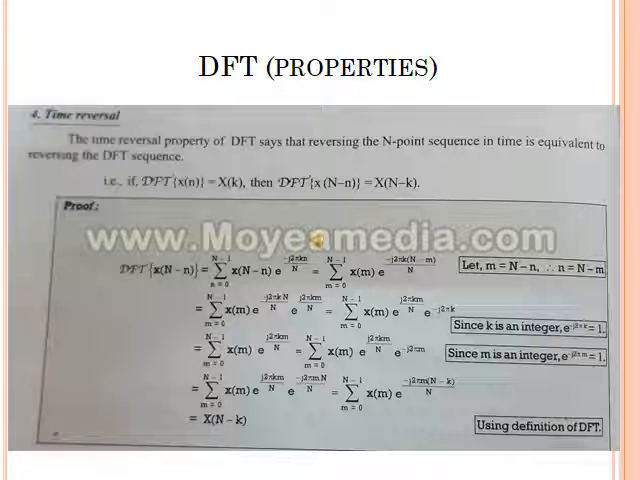Because of making this substitution, we get summation m equal to 0 to capital N minus 1, x[m] e raised to the power minus j 2 pi m (N minus k) by capital N. If we compare it with the expression of the standard DFT, this is nothing but equal to capital X of N minus k. So this is the time reversal property.